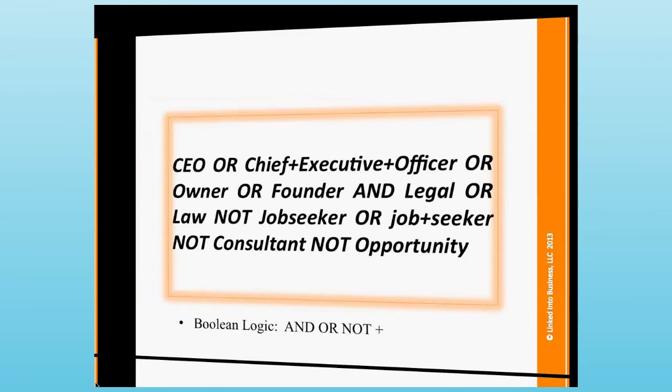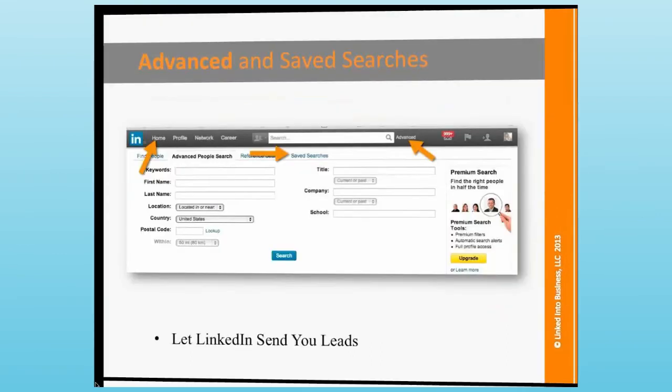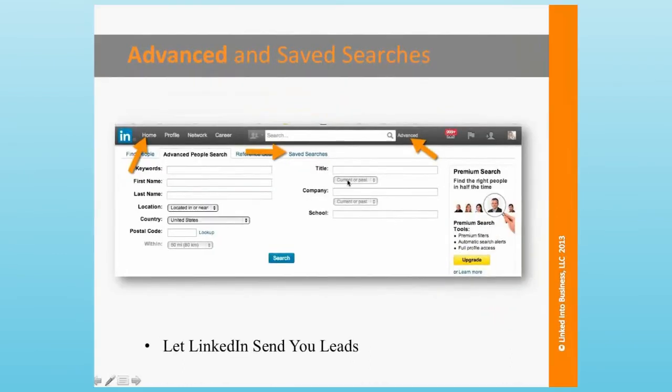Then what I do is pop that into the keyword section, and anything that looks like a title, I pop in the title section, and you want current titles. Otherwise, you'll get people who used to be CEOs, but now they're doing something else. So the whole string goes into the keyword section, and just what looks like a title goes into the title section. I don't use the NOTs in a title section. Of course, if I know their first name and last name, great, but I don't. That's why I'm using this search. I can also search by postal code.